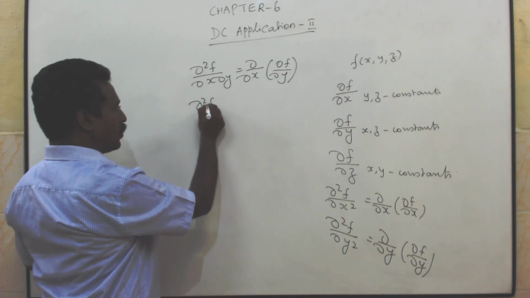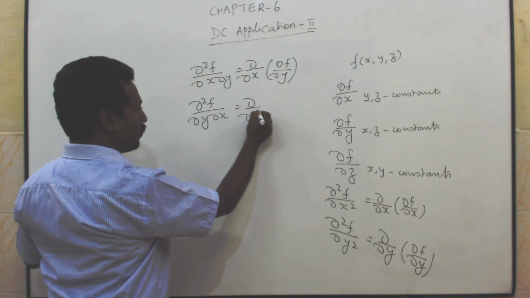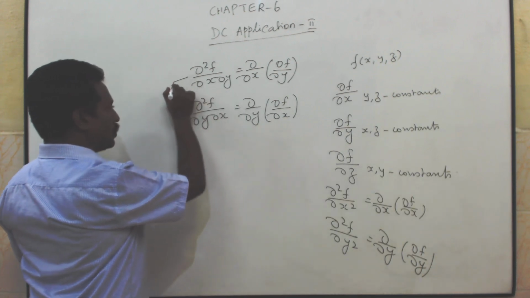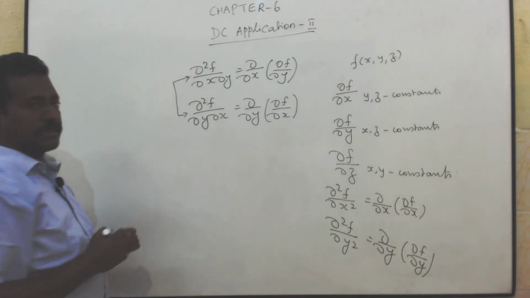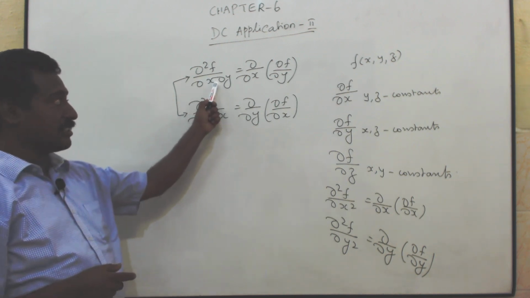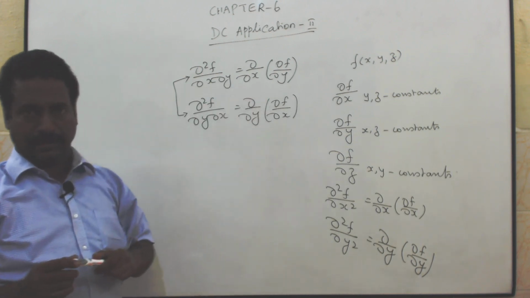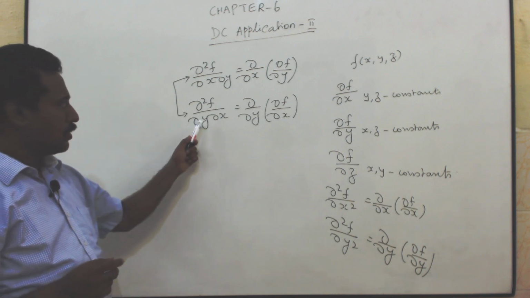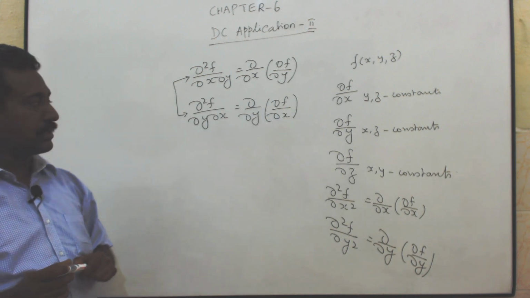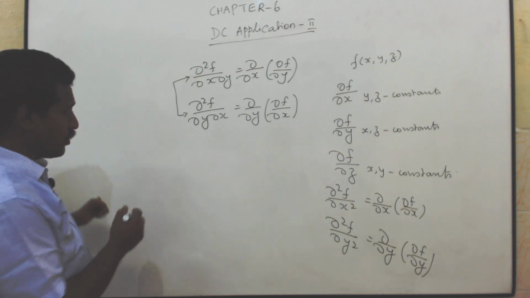Suppose dou square f by dou y dou x, dou by dou y of dou f by dou x. So both are equal in the result. But way of differentiation is totally different. Here first you have to differentiate with respect to x. That answer differentiate with respect to y. Dou square f by dou y dou x means first you have to differentiate with respect to x, then differentiate with respect to y. Now let us consider one example.